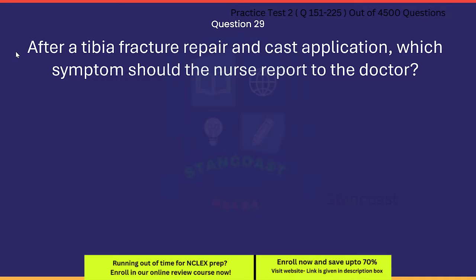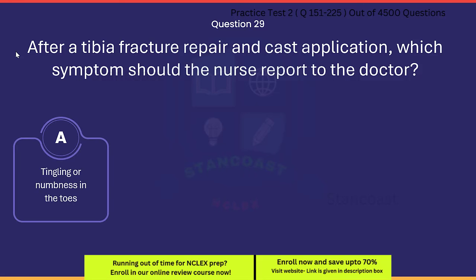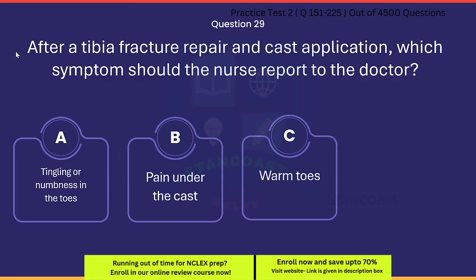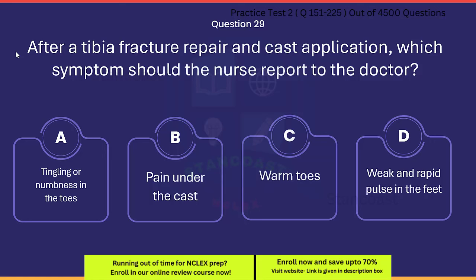All right, next one. After a tibia fracture repair and cast application, which symptoms should the nurse report to the doctor? A. Tingling or numbness in the toes. B. Pain under the cast. C. Warm toes. D. Weak and rapid pulse in the feet. Consider the signs of compartment syndrome.